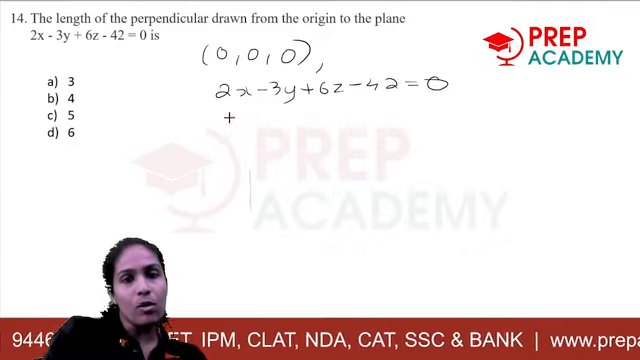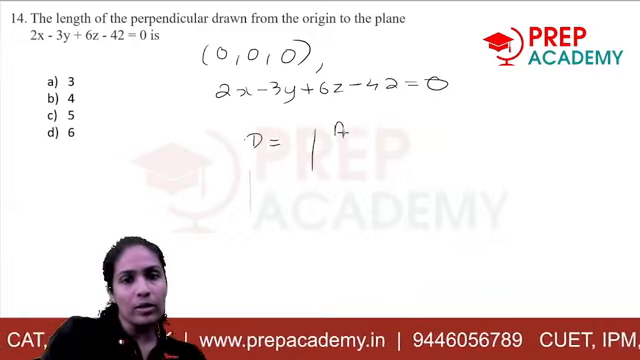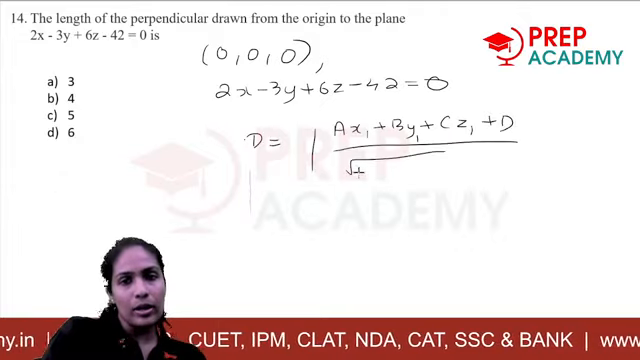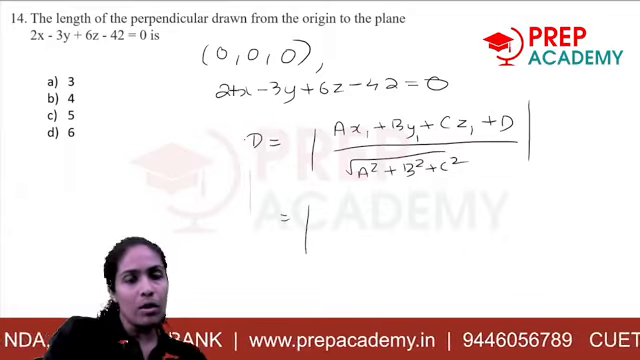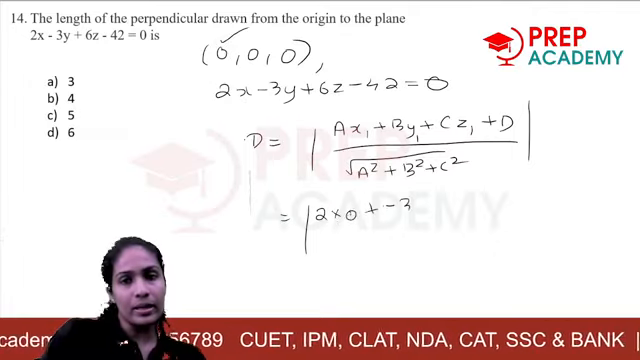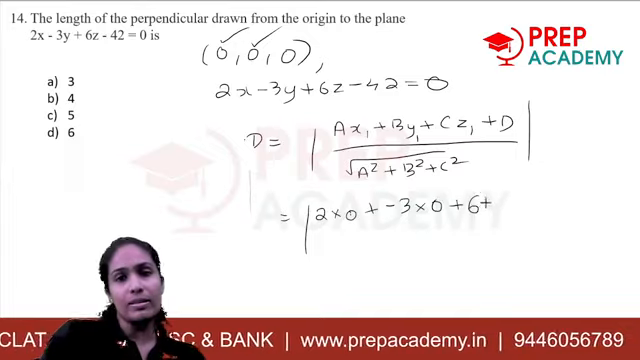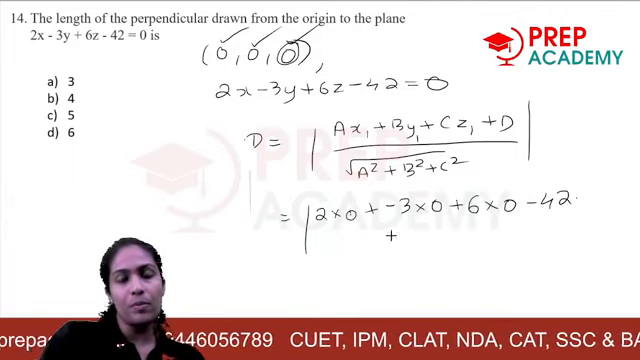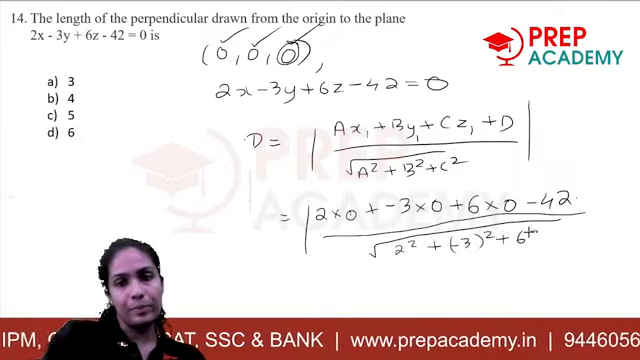So the length of the perpendicular drawn from a point is given by distance is equal to modulus of ax1 plus by1 plus cz1 plus d by root of a square plus b square plus c square. Here a means coefficient of x, that is 2, into x1 means the x coordinate of that point, that is 0, plus b is minus 3 into y1 means y coordinate of that point, that is 0, plus c is 6 into z1 means z coordinate of that point, that is also 0, plus d, d means the constant, here the constant is minus 42, by root of a square is 2 square plus minus 3 the whole square plus 6 square.